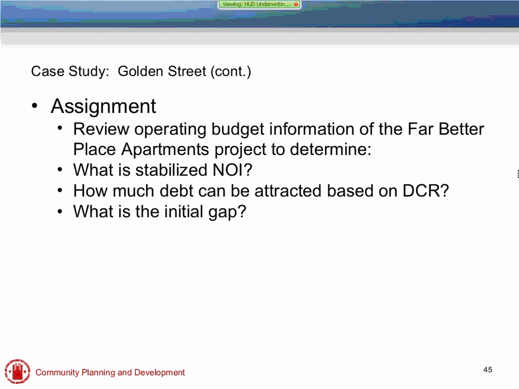So there may be other income on your project, but for ease of simplicity in this case study, we're not considering any other income. So we're taking our actual amount that we can bring in for rent, subtracting out our vacancy rate to determine our stabilized NOI, and subtracting out our operating expenses. And then we are going to look at how much debt we can attract based on the debt coverage ratio that the bank gave us, and looking at initially what the gap is, because we did look at a total development budget.